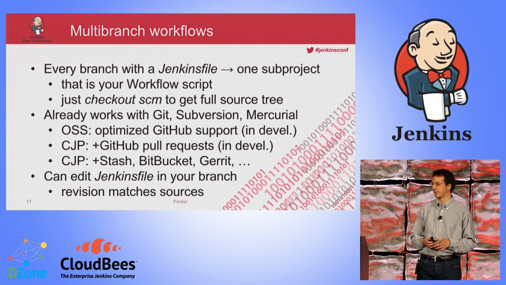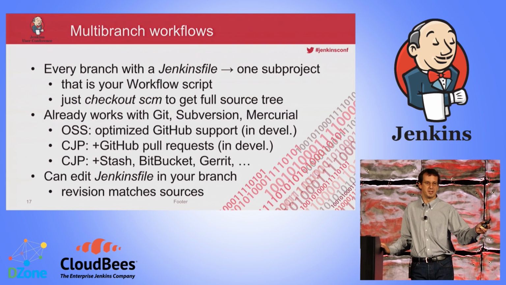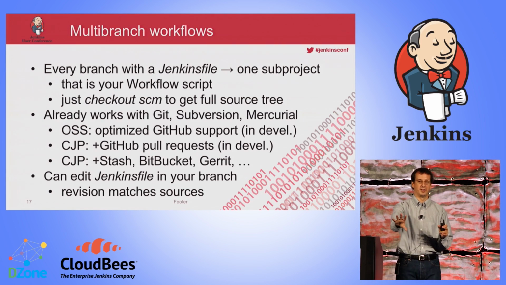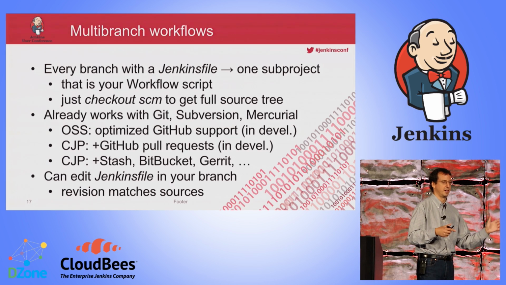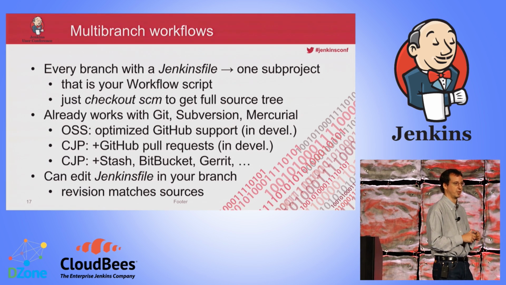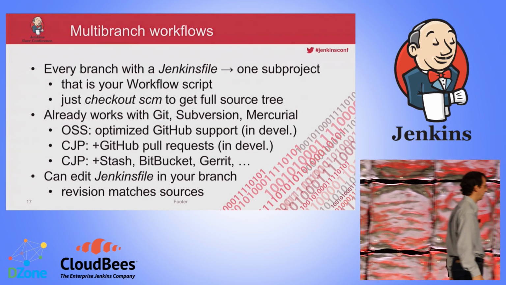So if you push a new branch to your repository because you're starting a new feature, Jenkins immediately knows about it, immediately automatically creates a subproject for it, starts building it. If you merge a branch and you close it, Jenkins will notice that, and if you've configured it to do so, it will clean up the old subproject that you're no longer interested in the build history, or you can keep it around for a week or something like this.